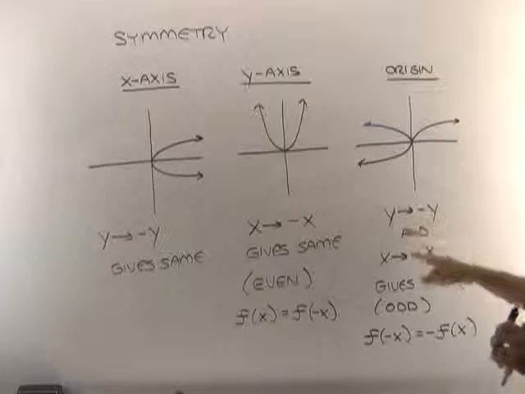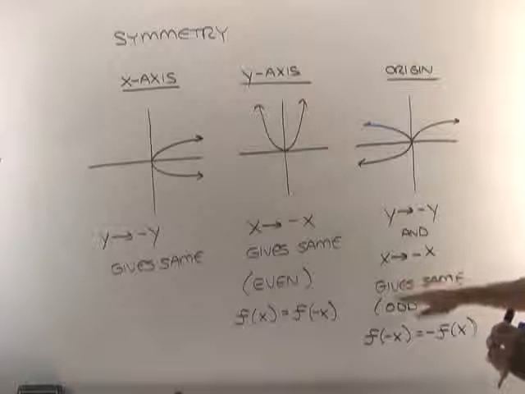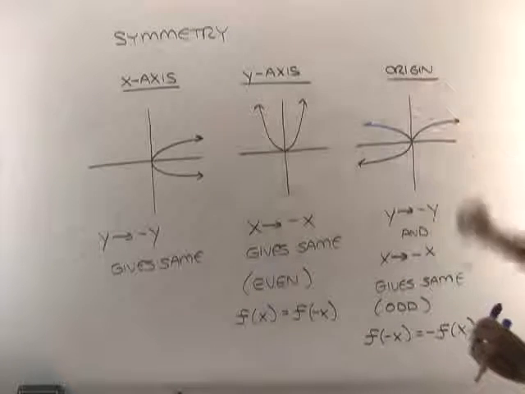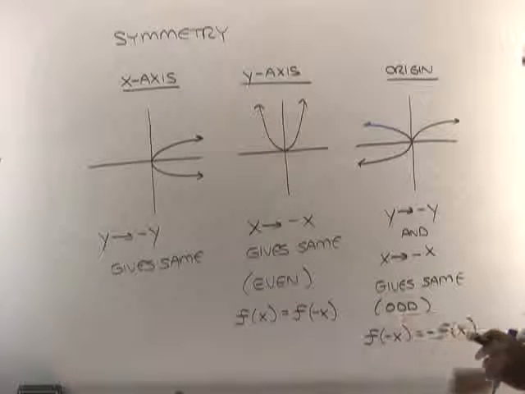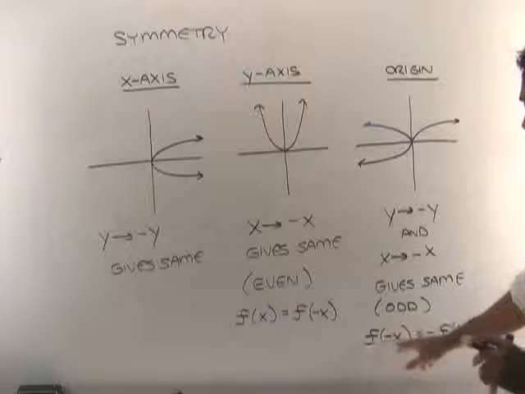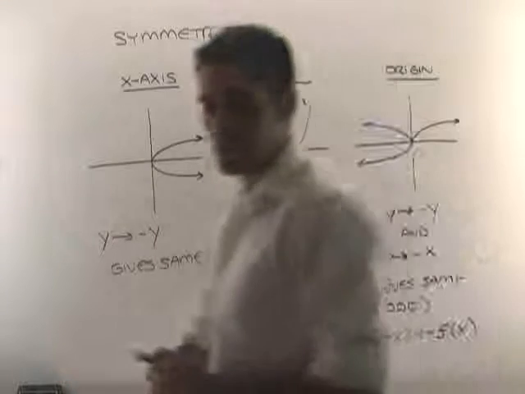And for this to happen, if you replace y with negative y and x with negative x and get the same equation, then we say that it's symmetric to the origin. This is also known as an odd function, and it's whenever f of negative x is the same as negative f of x. And again, we'll take a look at some examples here.